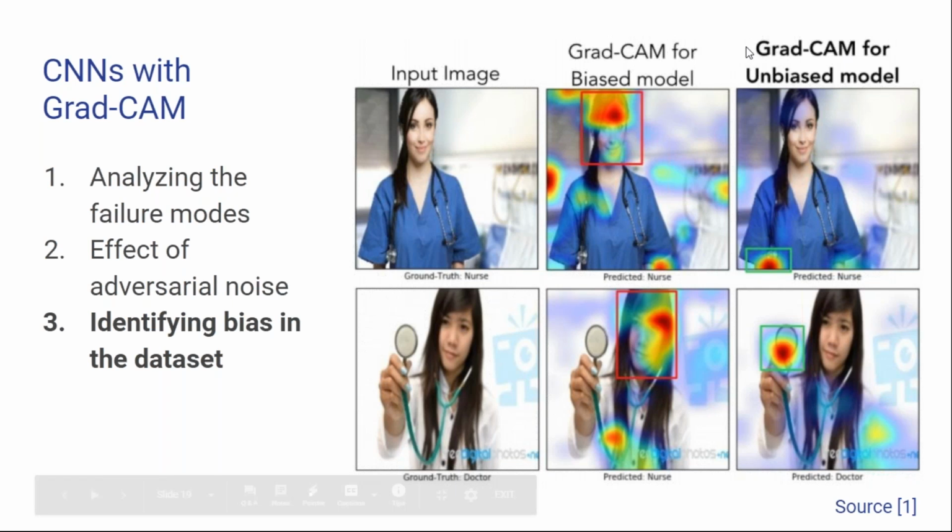If you go into Google and type nurse, you will get almost 90% female images, right? And if you type doctor, most of your images will come as male. So this is actually a gender biased data set, or a gender biased model. If it is a female, it will predict nurse. If it is a male, it will predict doctor. But we want a model which is not biased. So Grad-CAM can try to identify a model which is not biased with your data set.